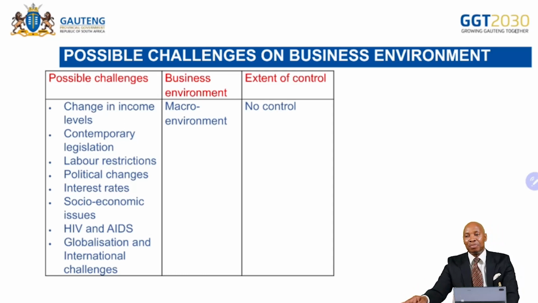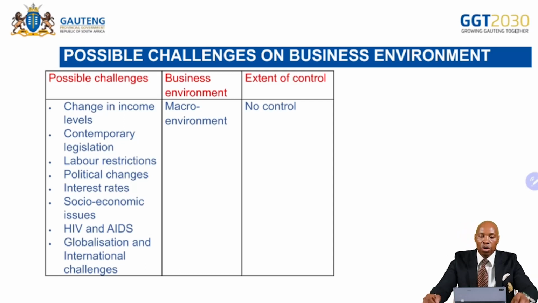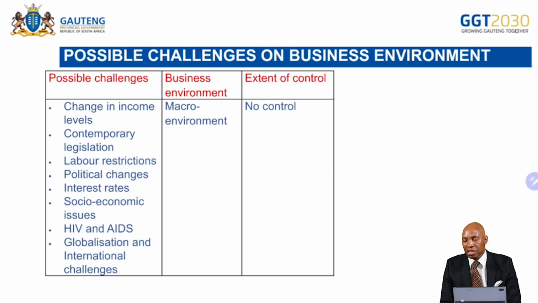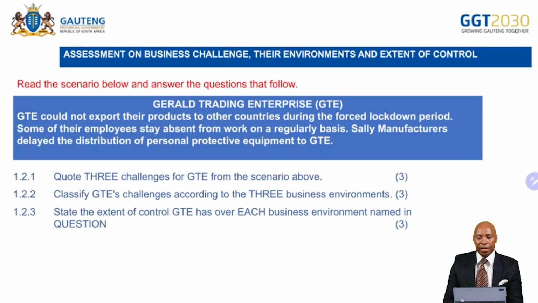Because we are using the business environment to respond to the challenges of the macro business environment. Then what is the extent of control? You have no control over the macro business environment because it's outside the business, unlike the micro, which is inside the business. Now let us look at this activity.